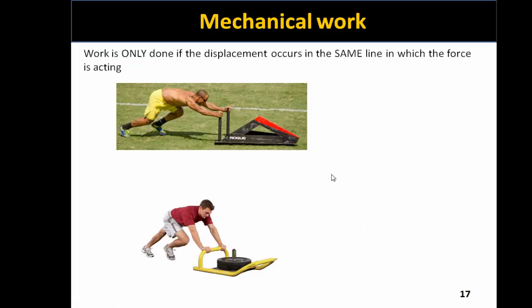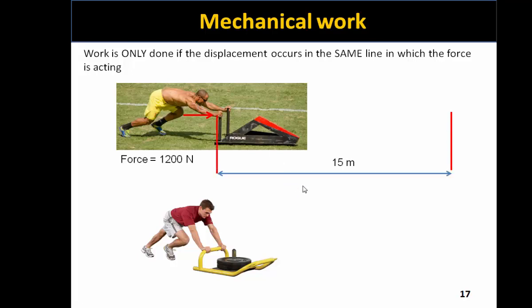So when we talk about mechanical work, work is only done if a displacement occurs in the same line in which the force is acting, and we'll use the pushing of a sled in this example here. So let's take a look at the top example here. Let's say that this person is applying a force of 1200 newtons. Now, assuming that the 1200 newtons meets a threshold to cause the sled to move, we can then calculate how much work the athlete is performing on the sled.